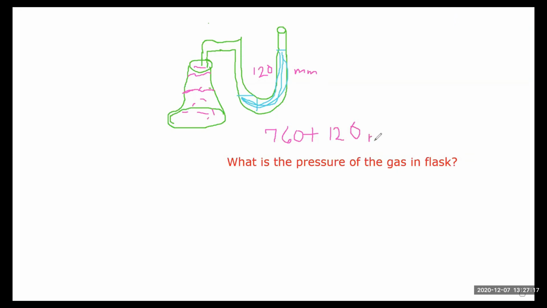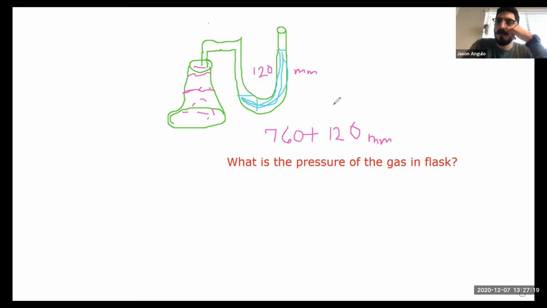Oh, I see. Is that because the mercury is traveling up? Yes, it's traveling up, exactly. So I think that's why the pressure of the gas pushed it up. Yeah, so that means that the pressure on the inside is greater than atmospheric pressure. So this represents atmospheric pressure, 760.